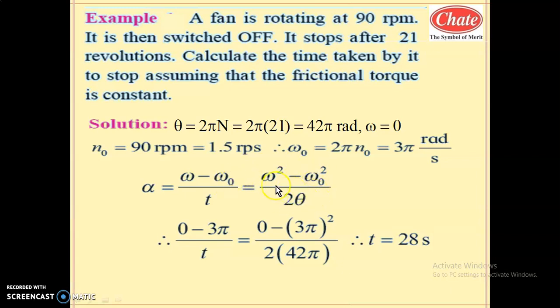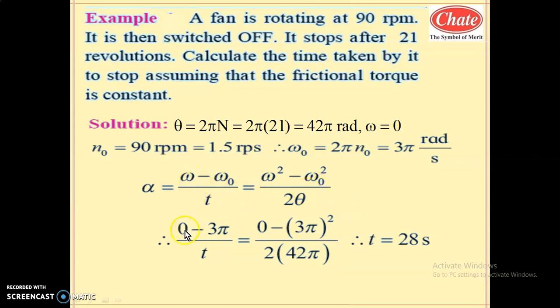Now when you expand this, omega square minus omega naught square is a square minus b square, that is (a plus b)(a minus b). So omega minus omega naught gets cancelled. Here the term is omega plus omega naught divided by 2 theta, and on the other side 1 by t, so this term may get cancelled. Then the values are substituted. Like this also you can solve.